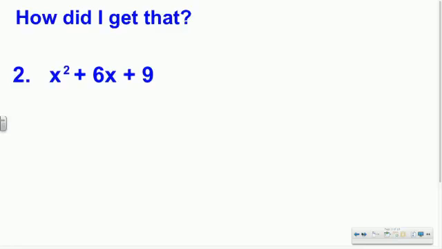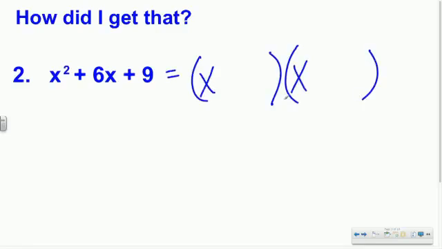Let me show you how I got number 2. So first, remember, always do this first. Write my parentheses in there. And I know that there's an x and an x first in each set. Now I have to figure out what numbers would multiply to give me 9, but combine to give me 6. All right, so I know 1 times 9, and I know 3 times 3.